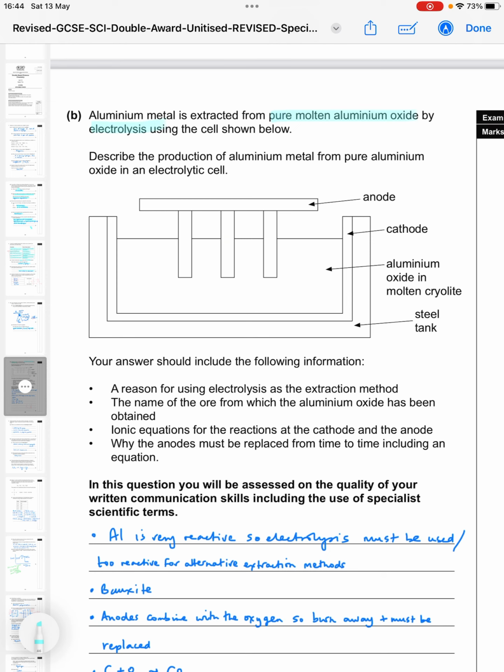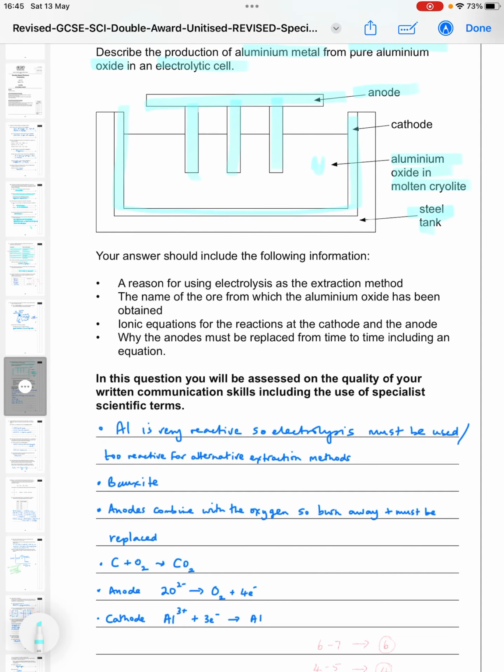Part B is about aluminium. So aluminium metal is extracted from pure molten aluminium oxide by electrolysis using the cell shown below. Describe the production of aluminium metal from pure aluminium oxide in an electrolytic cell. Then we have the anode here, you can see, which is at the top. The cathode is round the bottom. Then the aluminium oxide, which is in molten cryolite, is in the middle. And then a steel tank around the outside.